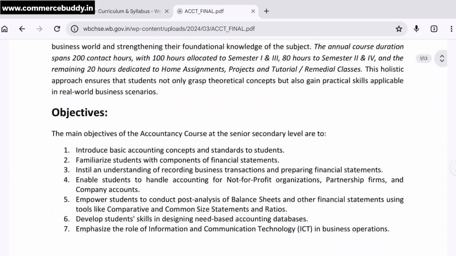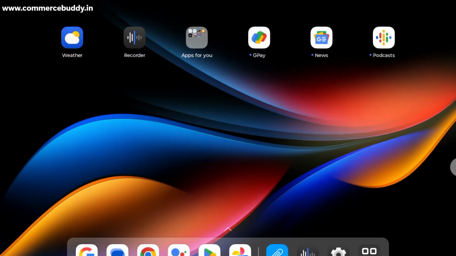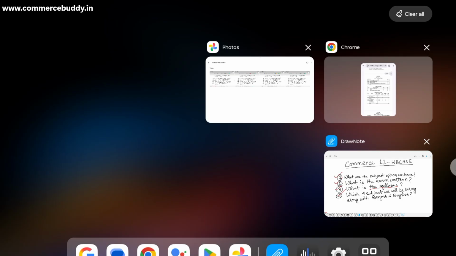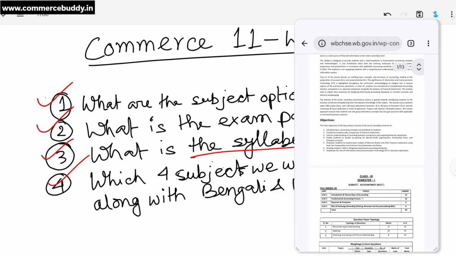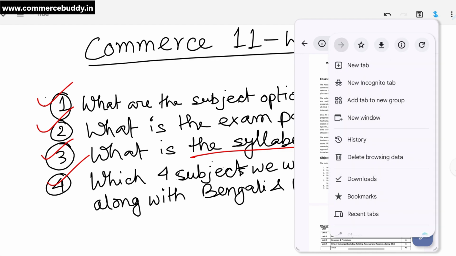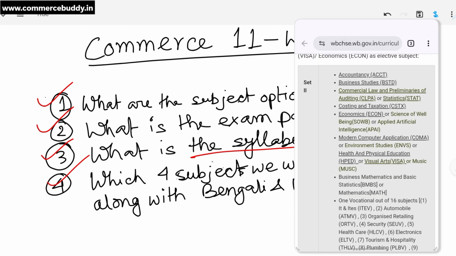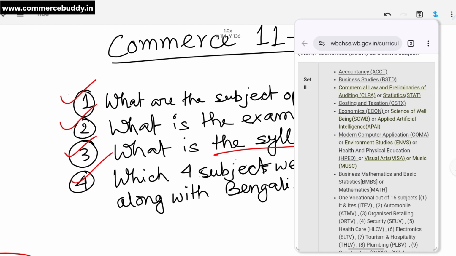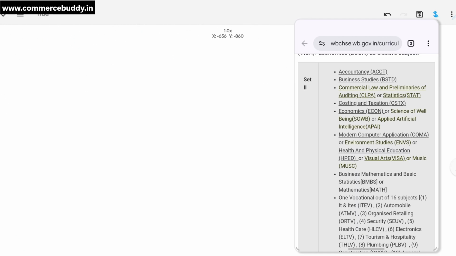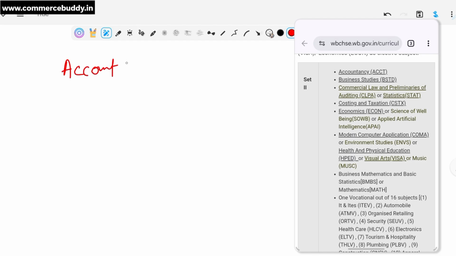Okay, now let me give you the subjects we'll be taking. So these are the subjects, so let's talk about them. First, we can see there's accounts. So first would be our accountancy.